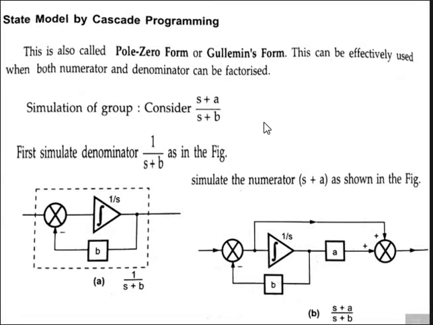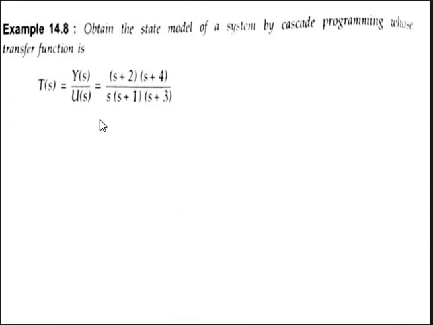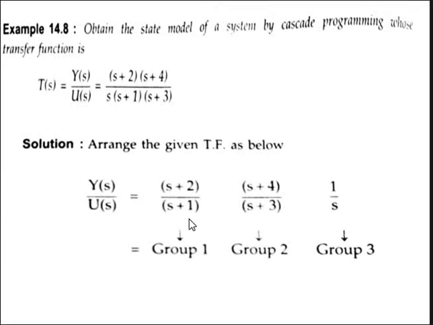Like that, we can arrange a number of blocks in series, and that is nothing but cascade. So consider the example. The transfer function T of s is equal to s plus 2 into s plus 4 divided by s into s plus 1 into s plus 3. Arrange this transfer function into groups: s plus 2 by s plus 1 is one group; s plus 4 by s plus 3 is one group; 1 by s is one group.